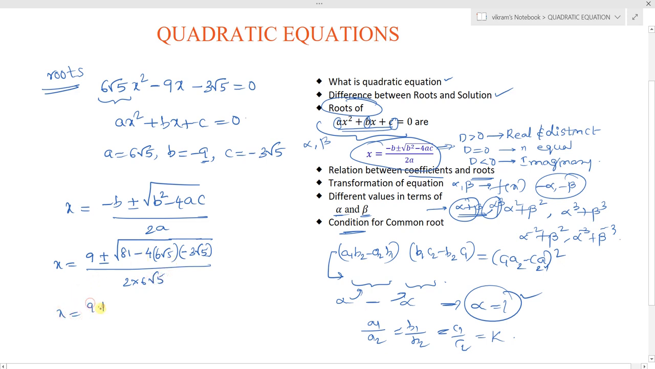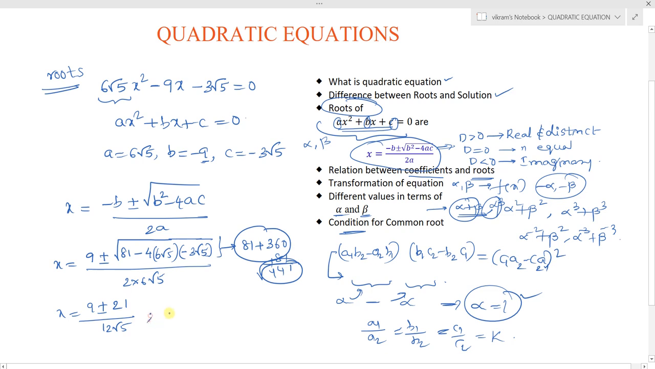Okay, if we solve this one, what we'll get? x is equal to 9 plus or minus square root of... minus into minus will be plus. So 81, minus into minus is plus, and what is it? 18, 6 into 4 is 24, 24 into 3 is 72, 72 into root 5 into root 5, which is 5, so 72 into 5 gives 360. So 81 plus 360, the square root of 81 plus 360, we obtain 441. The square root of 441, directly I am writing here, is 21 by 12 root 5.